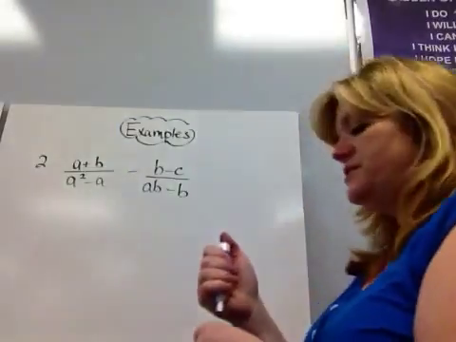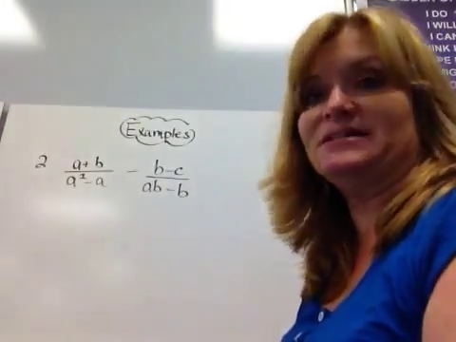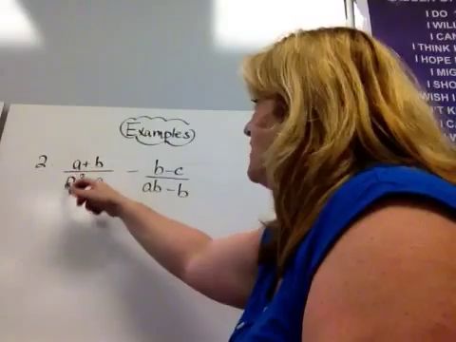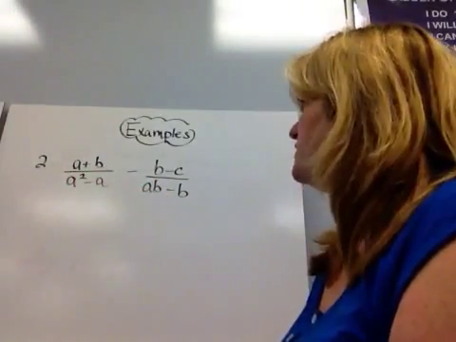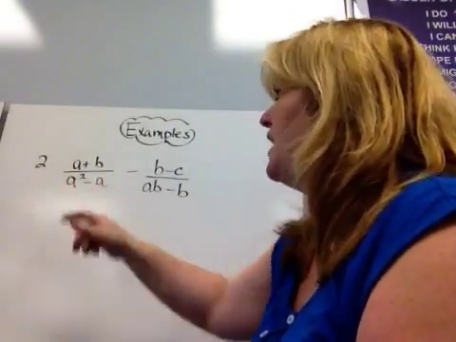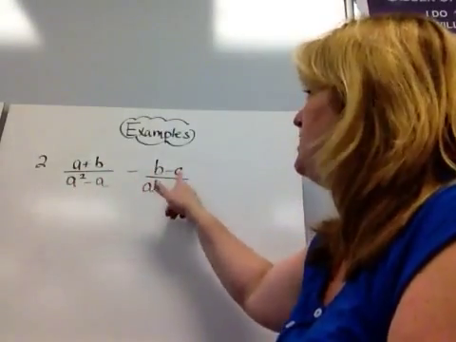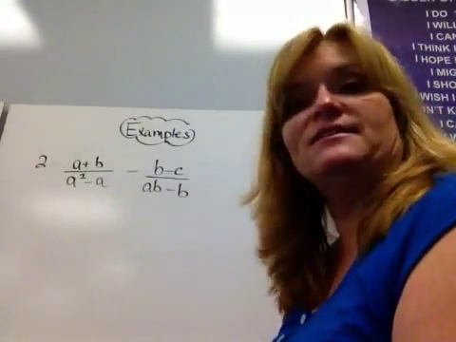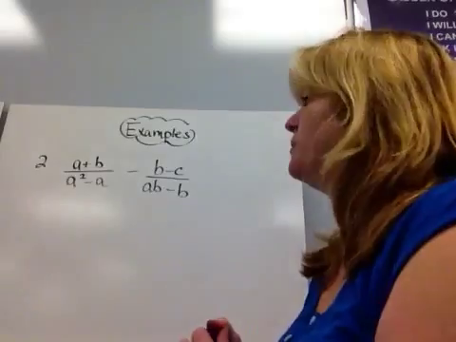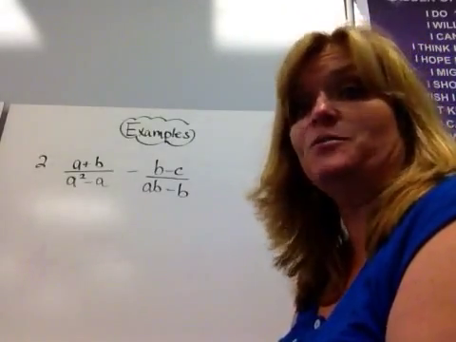All right, let's try another example. I use some a's and b's this time. Mix it up. Well, I have a fraction here, rational expression subtracted by another rational expression. I have a plus b over a squared minus a, minus b minus c over ab minus b. Obviously, they're not common, so I've got to make them common. But before I do that, I have to do the factors to see what to use.